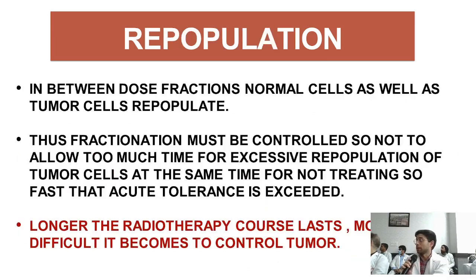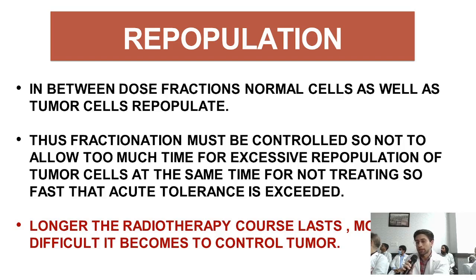The next R is going to be repopulation. In between the two fractions, the normal cells, as well as the tumor cells, will try to repopulate. For normal cells, we want them to repopulate because we want them to get repaired. But for tumor cells, this is a big problem. So we should always control fractionation. We should not allow too much time for excessive repopulation of tumor cells, but at the same time, not treat so fast that acute tolerance is exceeded.